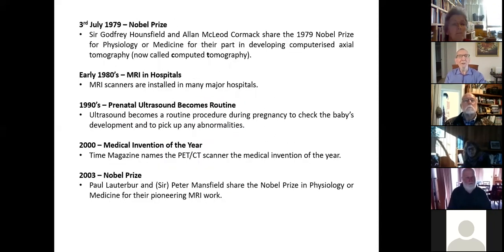In 1979, Godfrey Hounsfield, now Sir Godfrey, and Alan Cormack shared the Nobel Prize for their part in developing CT scanning, computerized axial tomography, now called computer tomography, as we mentioned. In the early 80s, MRI scanners started to become installed in major hospitals.